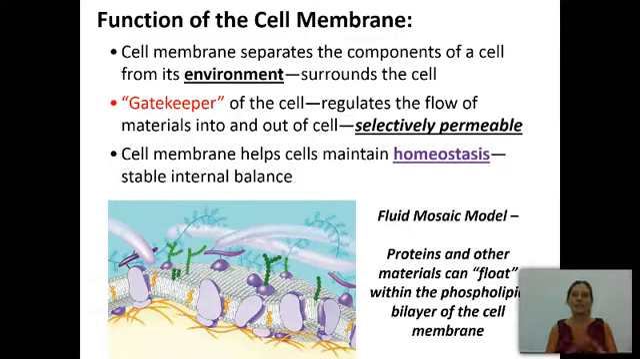And then this idea that we have this phospholipid bilayer where things can float and sort of move within the phospholipid bilayer, that's called the fluid mosaic model. So if you look at our picture of the cell membrane here, we've got things embedded within the flexible double membrane of the cell membrane. So that is the fluid mosaic model, that proteins and other materials can float within the phospholipid bilayer of the cell membrane. It's a very fluid and flexible cell structure.